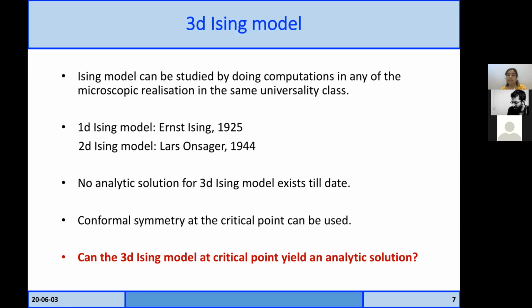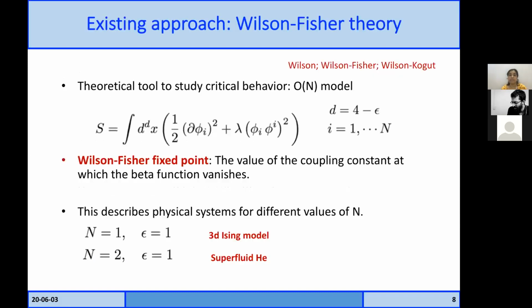Now, conformal symmetry at the critical point can be used to gain insight into the 3D Ising model. So the big question is, can the 3D Ising model at the critical point yield an analytic solution? What is the existing approach to study such systems? It was studied by Wilson, Fisher, and their group. So it's the Wilson-Fisher theory, which is basically the theoretical tool.